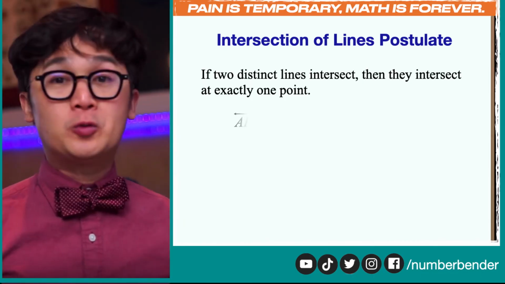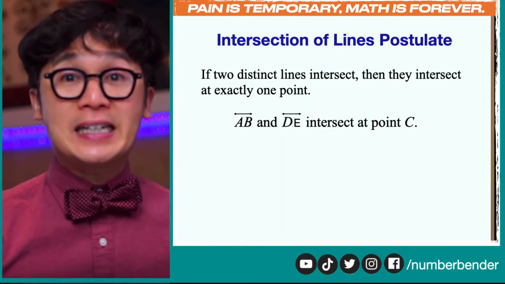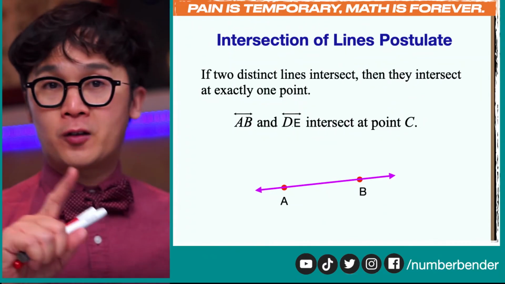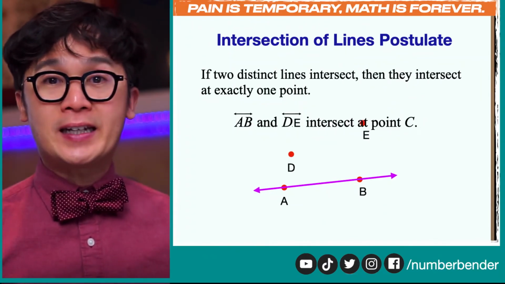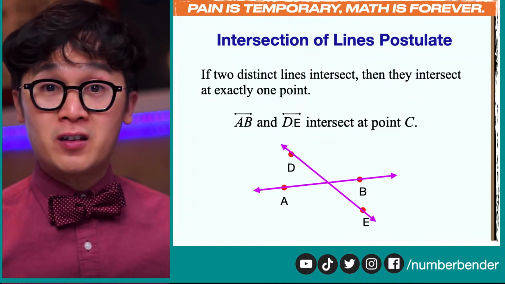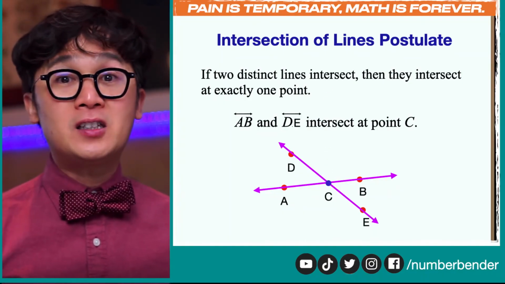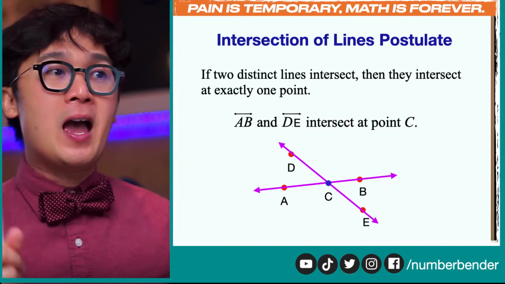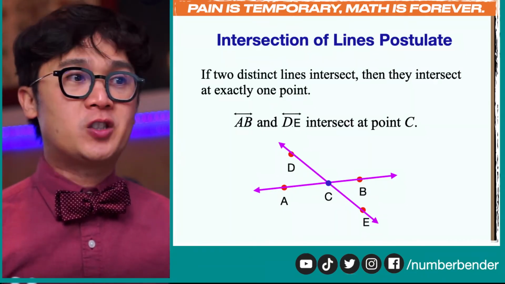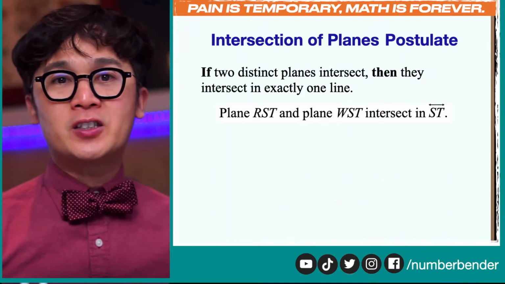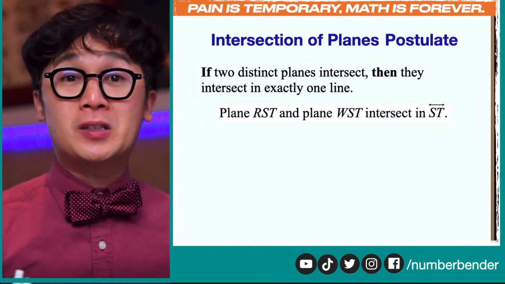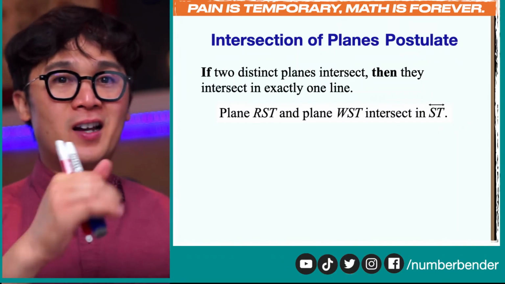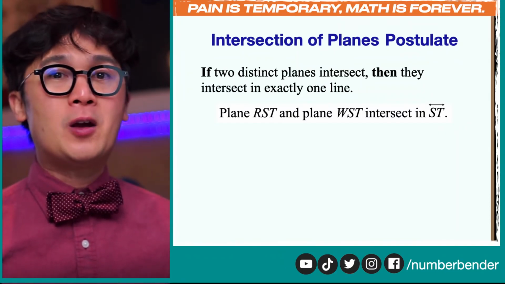So if we have two distinct lines, let's say AB and DE, it intersects at point C. So points A and B, connected, we have a line. Points D and E, connected, we have another distinct line, and their intersection is point C, and this is basically how we describe this postulate. And if we intersect lines, we can produce a point. We can also produce another set of figures when we work with planes.